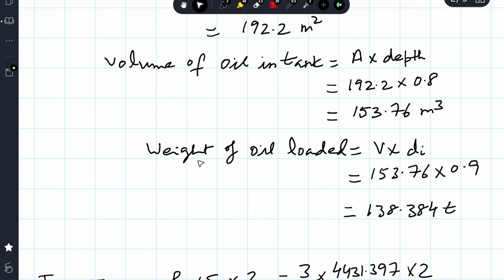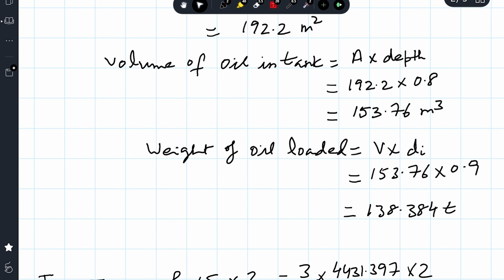And what will be the mass of oil or weight of oil loaded in tons? So volume of oil multiplied by density of oil. 153.76 multiplied by, they have given RD is 0.9. As you know, if you take the density in tons per cubic meter, it will come out the same as the RD. So just multiply by 0.9 because we are dealing in tons. So we get the weight of oil loaded as 138.384 tons. This is the oil loaded.